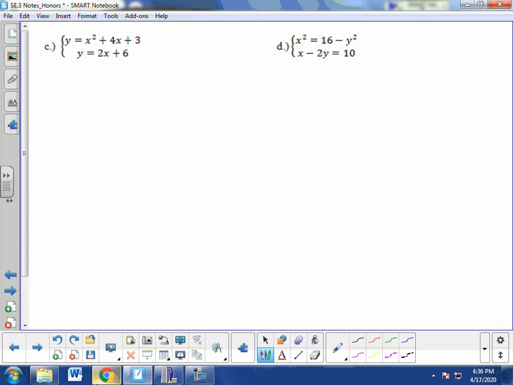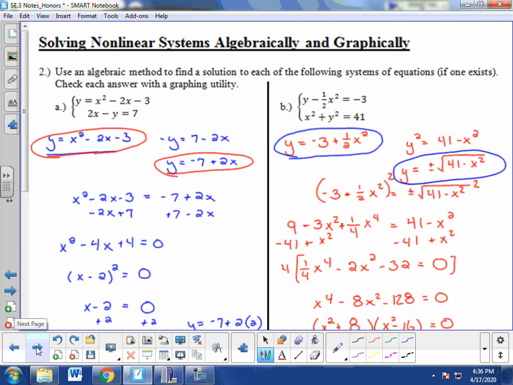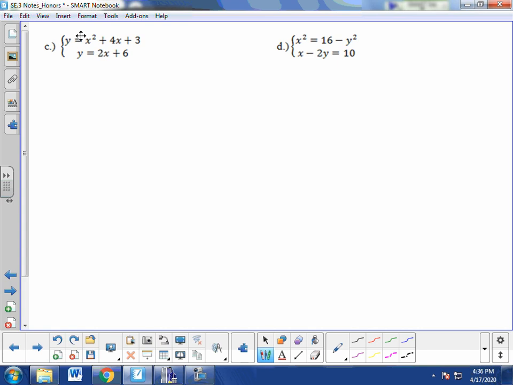C is similar to our first equation that we had in A, where we have a quadratic equation, a parabola, and we have a linear equation, a line. Pause the video here, and see if you can find the solutions algebraically to these two equations.